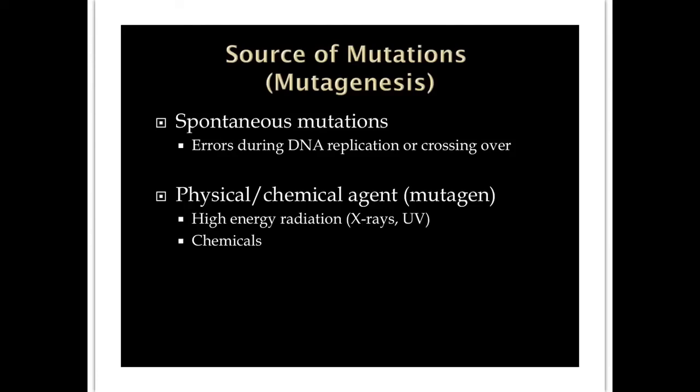There can also be physical or chemical agents called mutagens that can change the DNA. Examples of physical mutagens are high energy radiation that can damage DNA, such as X-ray radiation, UV radiation. There's also certain chemicals that mimic the bases of DNA, and during DNA replication, they get inserted instead of the actual nucleotides, and this changes the DNA.